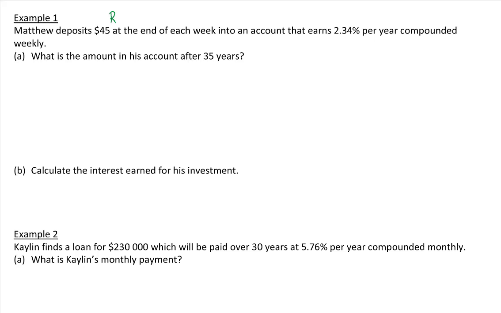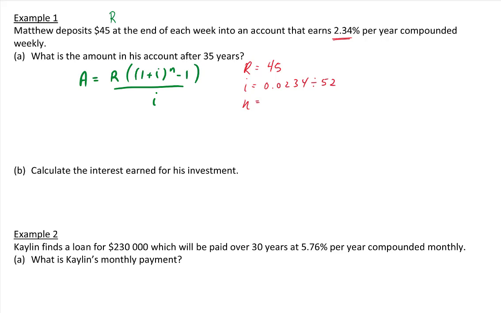So that means we're going to use the following formula. A equals R times (1 plus I)^N minus 1, over I. We know our variables R, I, and N. So recall that our regular payment shown here is $45. Our interest rate is 2.34%, so 0.0234. And since it's compounded weekly, we're going to divide by 52.